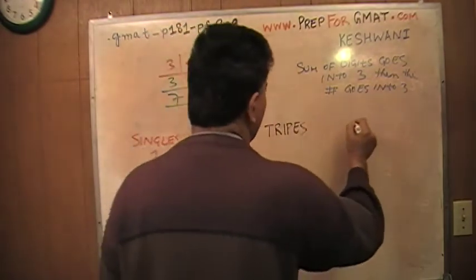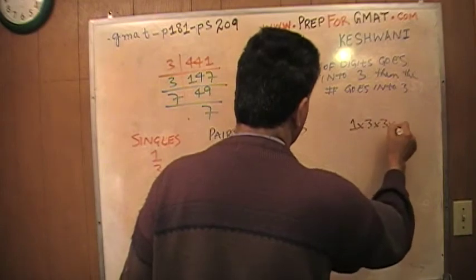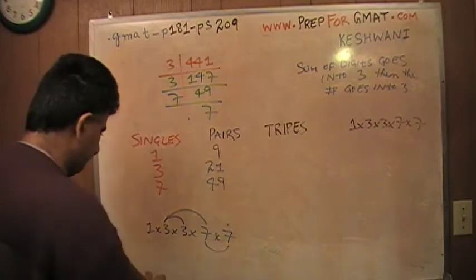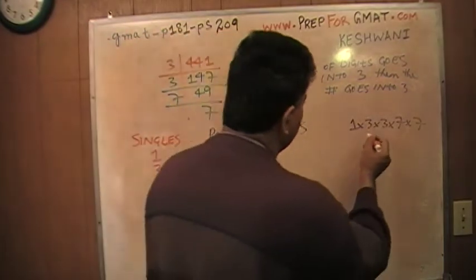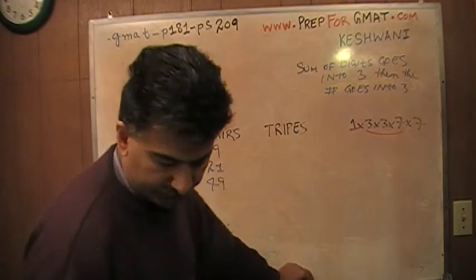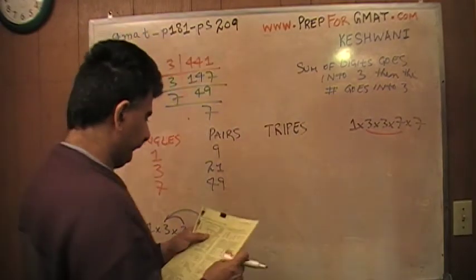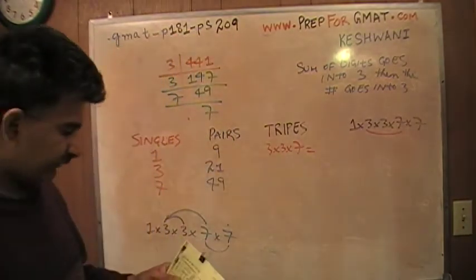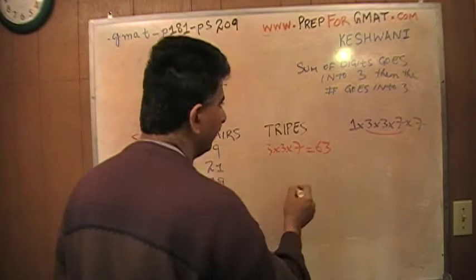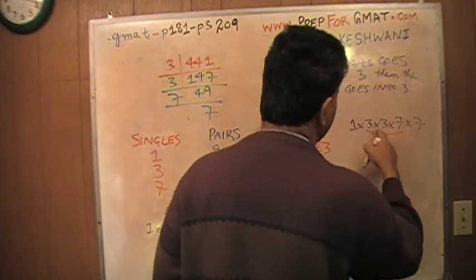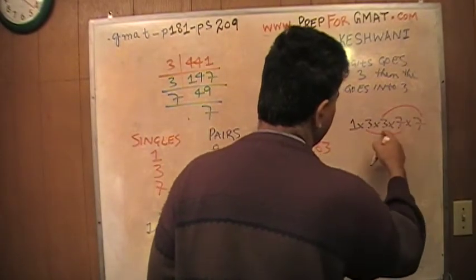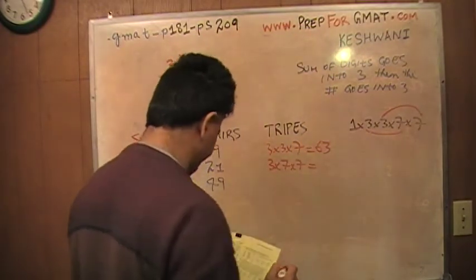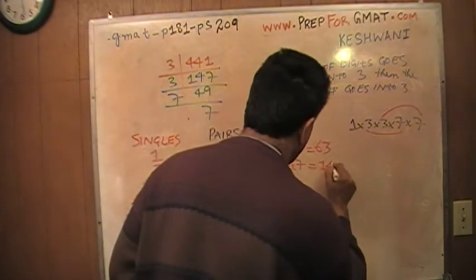So we have 1 times 3 times 3 times 7 times 7 from here. And the triples are going to give me 3 times 3 times 7, that's one triple. So that's 9 times 7, that's 63. And then we have 3 times 7 times 7, which is 147.